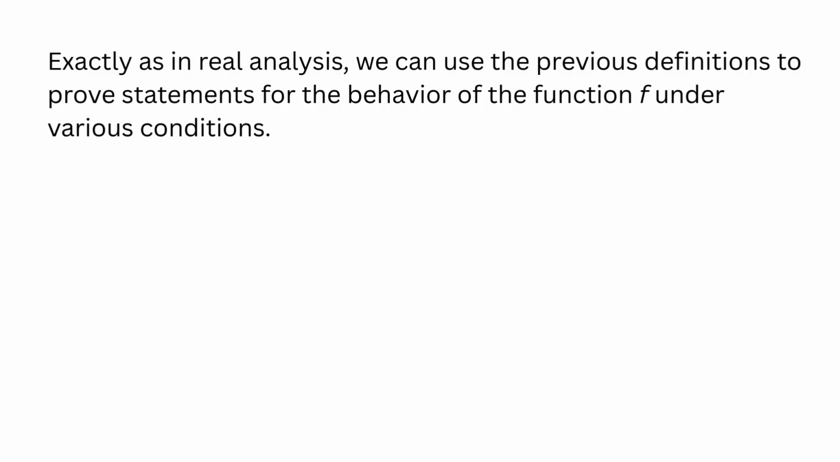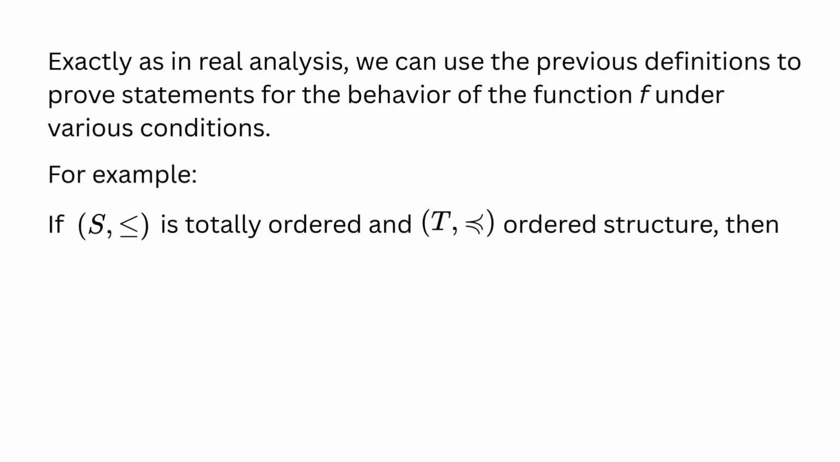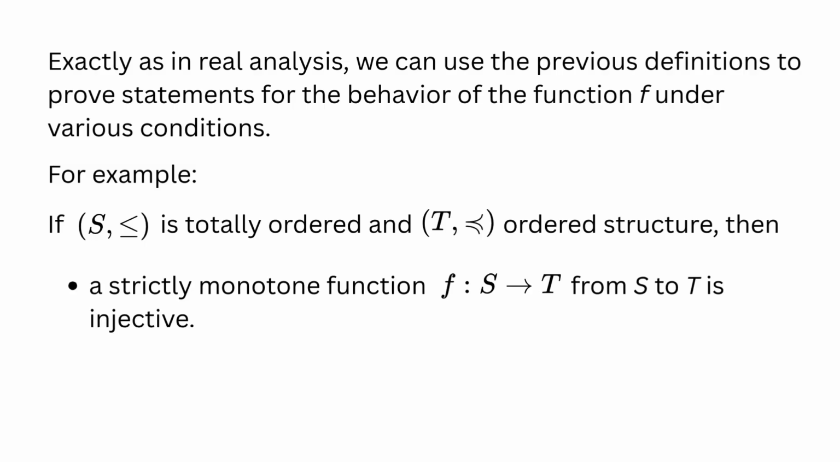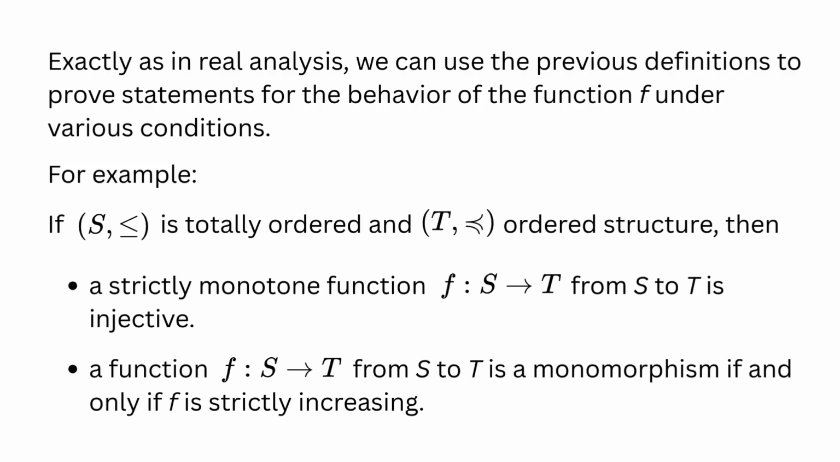Exactly as in real analysis, we can use the previous definitions to prove statements for the behavior of the function f under various conditions. For example, if S is a totally ordered structure and T an ordered structure, then a strictly monotone function f from S to T is injective. A function from S to T is a monomorphism if and only if f is strictly increasing. You can now take your calculus book, look at any theorems related to monotone functions you like, and try to translate them in the new abstract scenario.